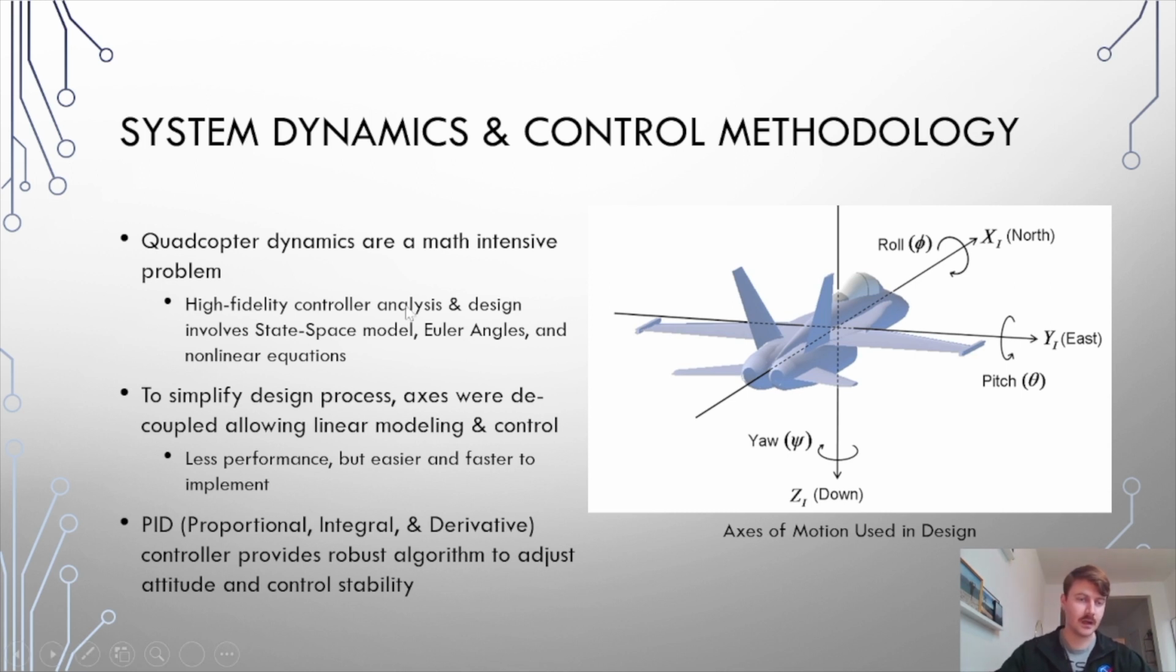And then lastly, I decided to use PID control for the stability because it's a robust style of control that, over various conditions, will provide the desired stability for the aircraft. And here you see the axes that I used and their definitions in terms of positive rotation and negative rotation.